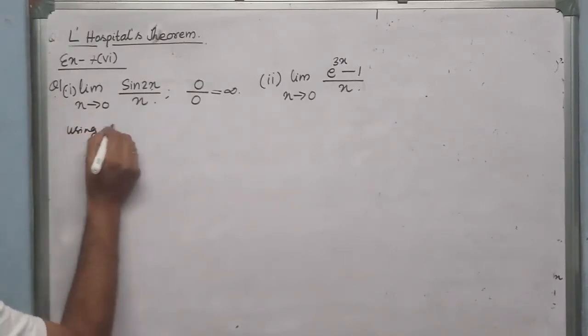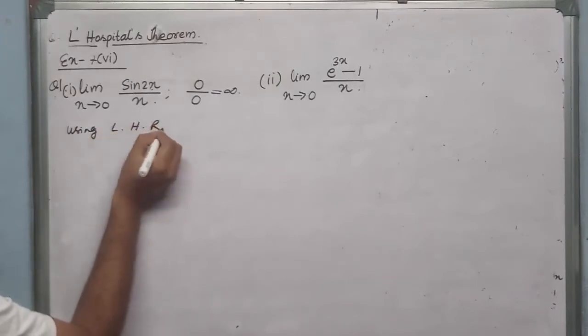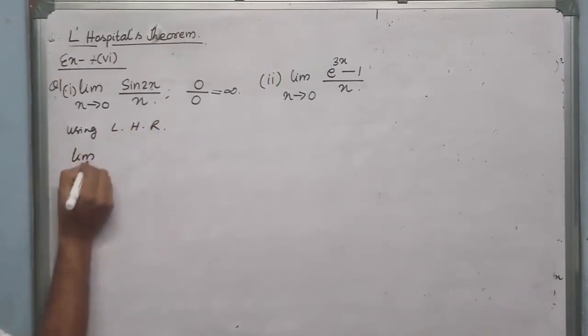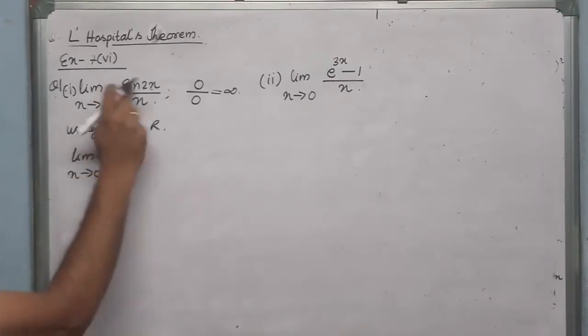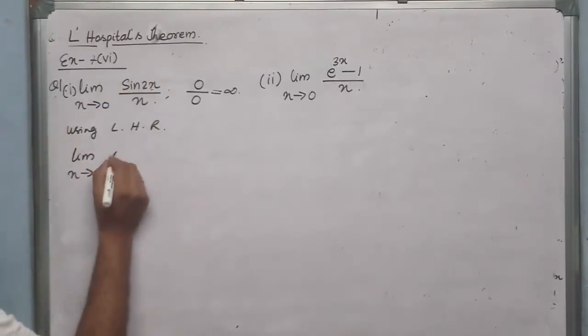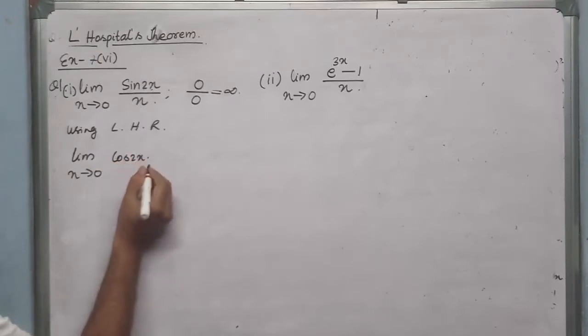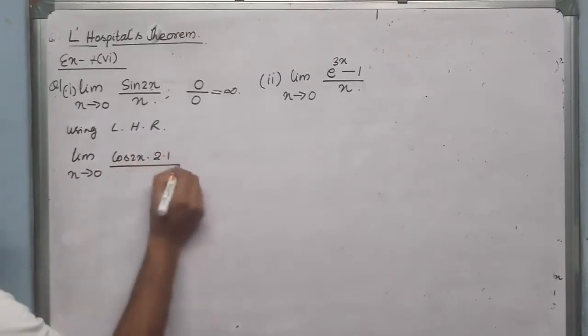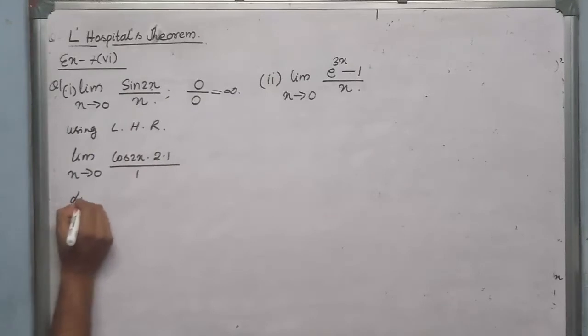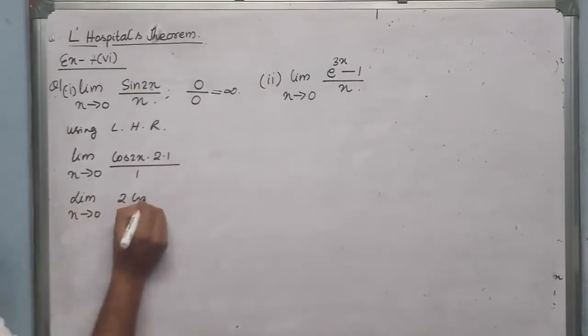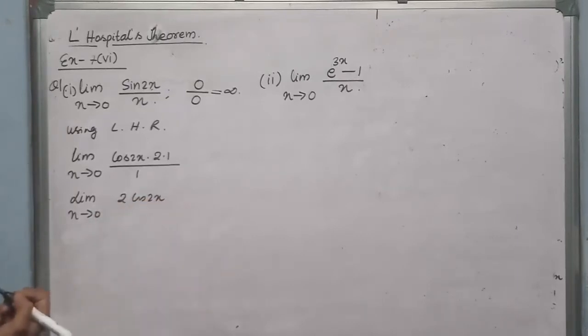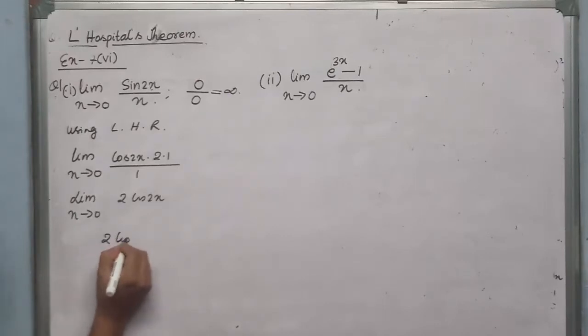Using L'Hospital's rule we can write: limit x tends to 0, I'll differentiate the numerator. Derivative of sin 2x is cos 2x into 2, derivative of x is 1, and the derivative of x is 1. Limit x tends to 0, it is 2 cos 2x divided by 1. No need to write divided by 1. Then again I'll substitute these values. 2 into 0 is 0, and the value of cos 0 is 1. 2 into 1 is 2.